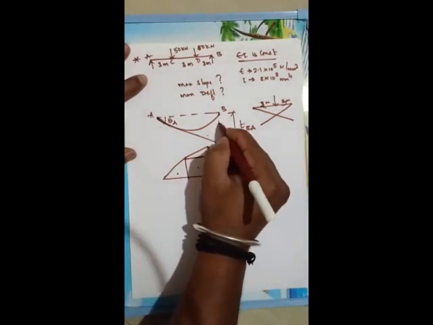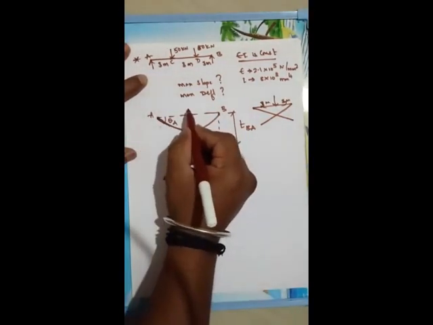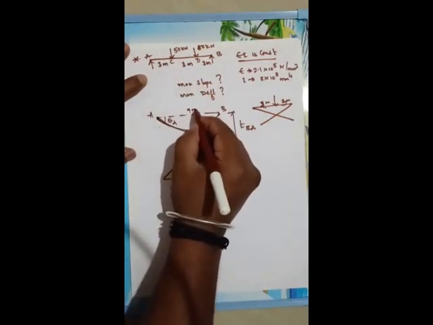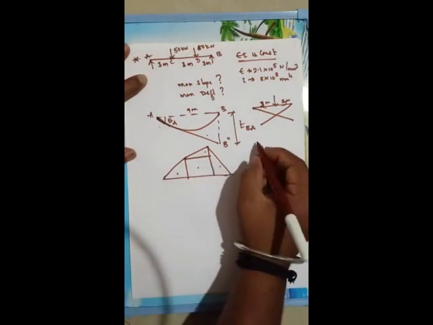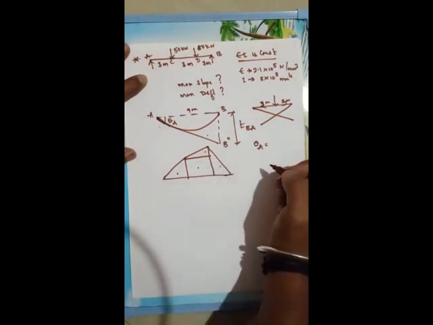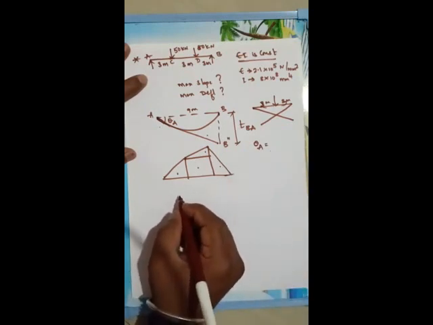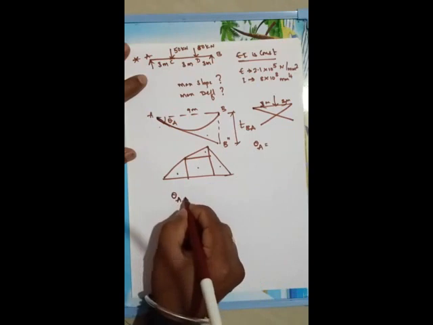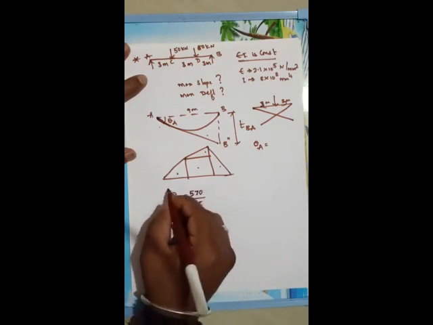So form this triangle. By this, the base is 9 meters. Then by calculating this TBA, depending upon this bending moment diagram, you will calculate theta A. You will get the value of theta A here as 570 by EI.